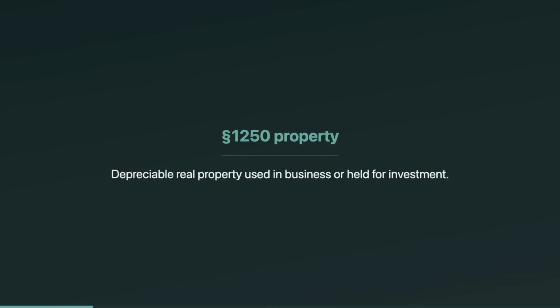Section 1250 is the real estate cousin of depreciation recapture. It applies to depreciable real property used in a business or held for investment. Think rental buildings and commercial buildings. Land is never Section 1250 because land isn't depreciable. On the EA exam, they'll try to sneak in personal use real estate. If it's a personal residence, Section 1250 doesn't apply.